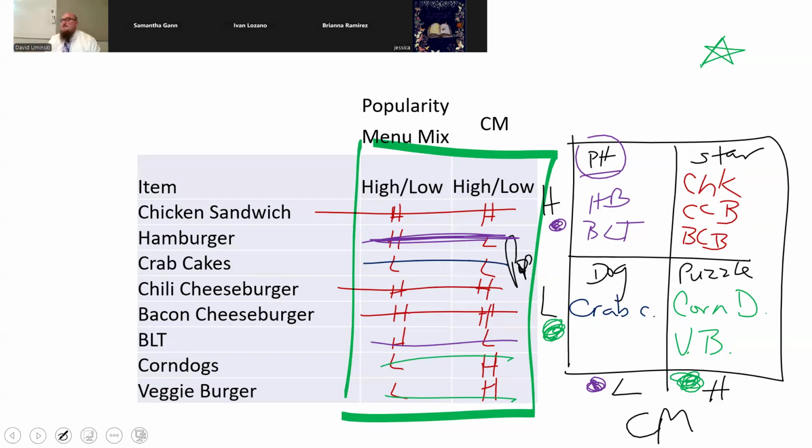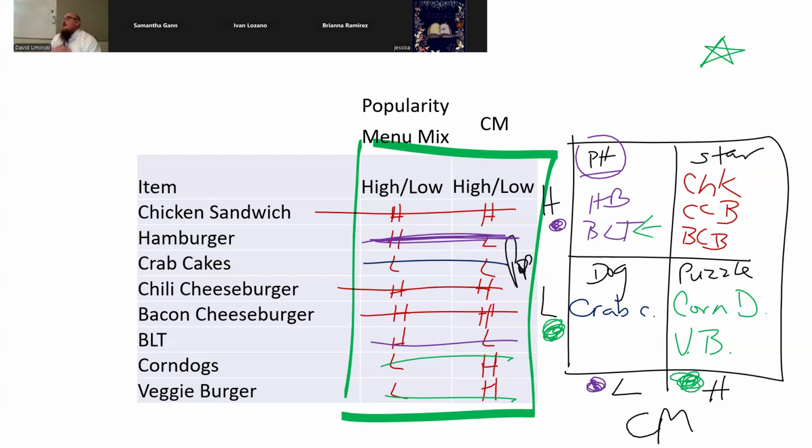Last category, hamburgers and BLTs. Let's focus on the BLT. Okay, super popular. Everybody loves it. But it's below that average contribution margin, which means we don't make as much money. So there's two options we have to make more money off of our BLT. What's one of our options? Say that again, Jan. Raise the price. Raise the selling price. So if we sell our BLTs for $7.95, maybe we sell them for $8.95 or $9.95.